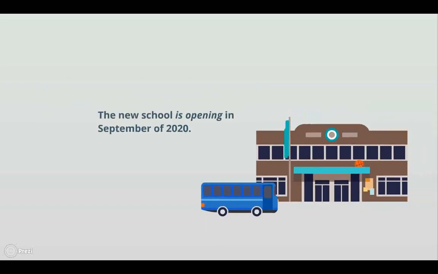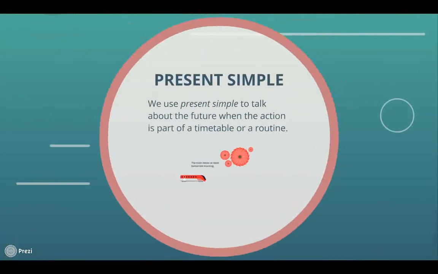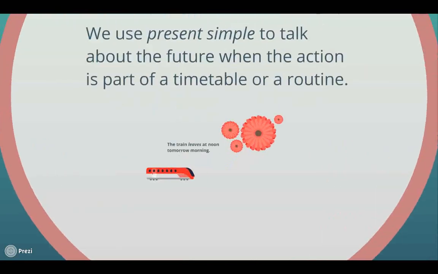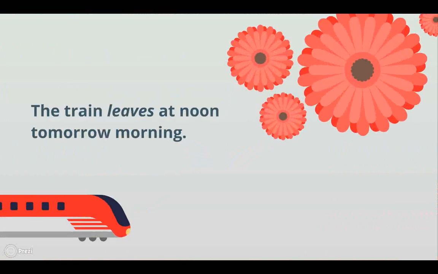Okay. Last one. Sometimes we'll use present simple to talk about the future. And this is usually if we're talking about a timetable. Timetable is like for buses, trains, school, or a routine. So something that is always happening at the same time. You guys might use this a lot when you catch trains or buses.